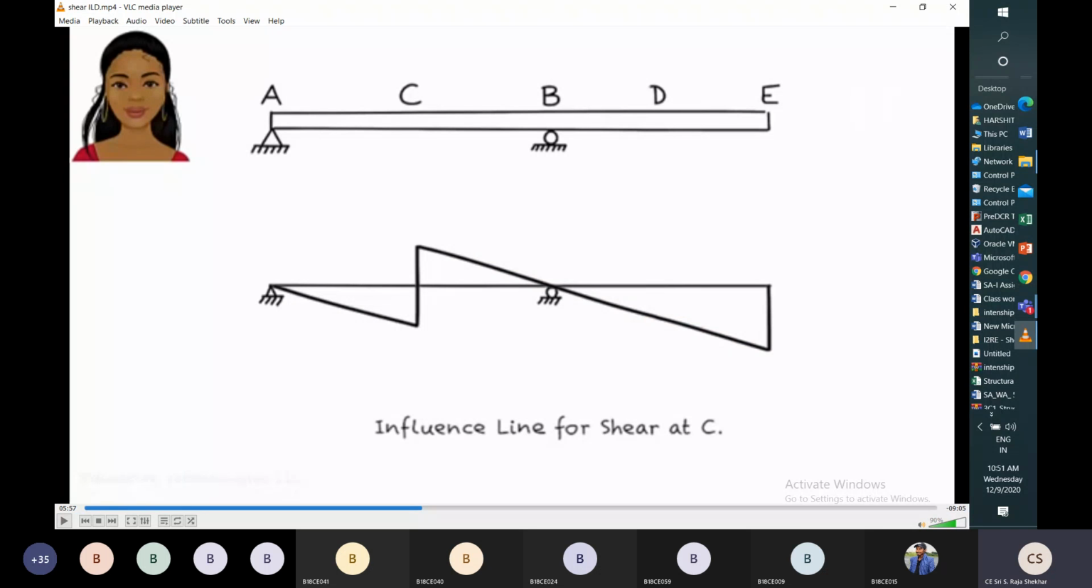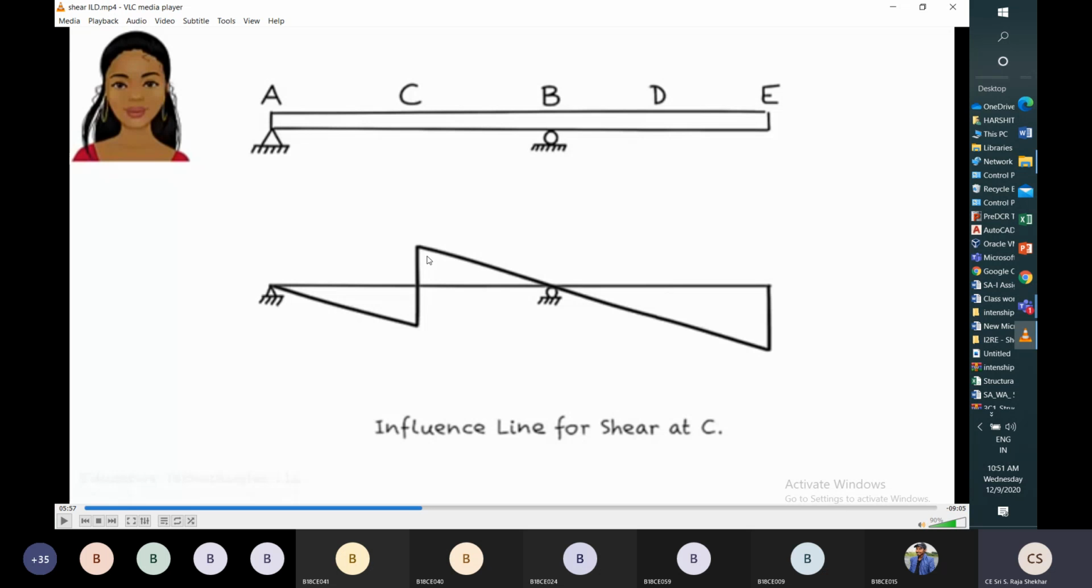Then how to calculate these values? We know this ordinate and this ordinate. How to calculate these ordinates? We know the formula for the negative ordinate, Z by L, and this is L minus Z by L. Here Z is equal to AC, and L minus Z is equal to CB. So to get this ordinate, it is AC by AB, and to get this ordinate, CB by AB, that is L minus Z by L.